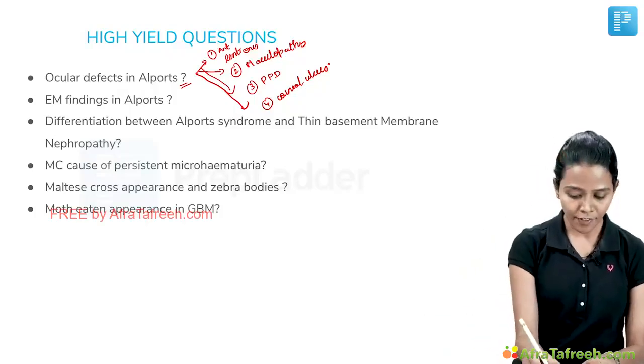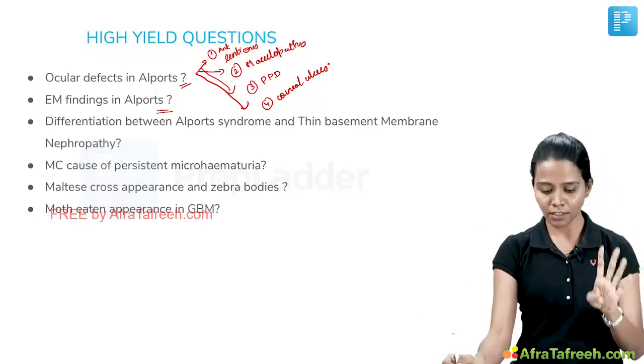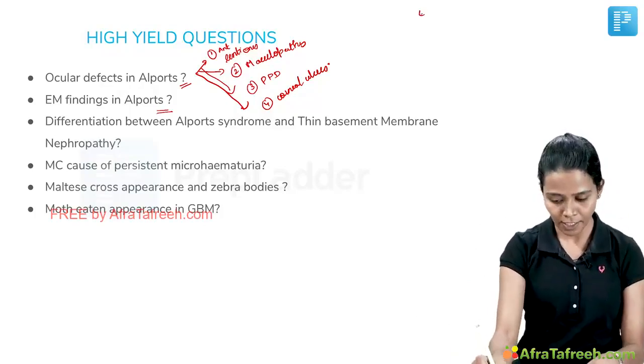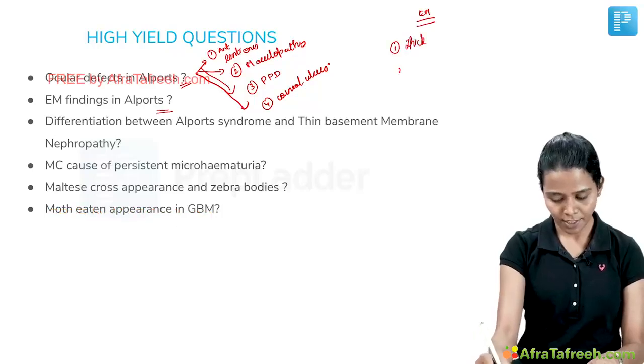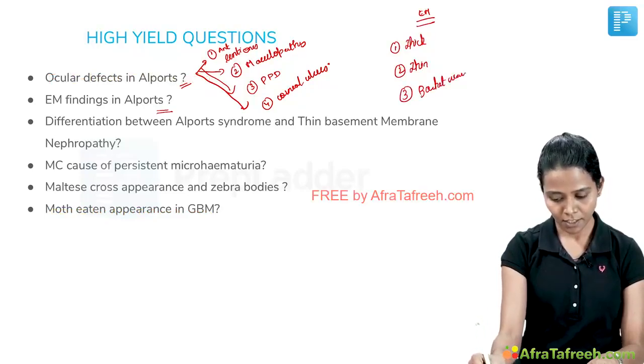Okay, EM findings in Alport. We learned that there are 4 important EM findings in Alport, that is thickening, thinning, basket weaving and lamellation.